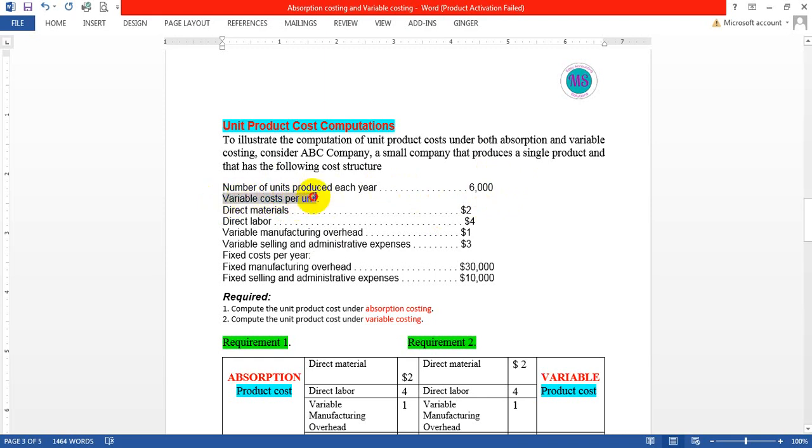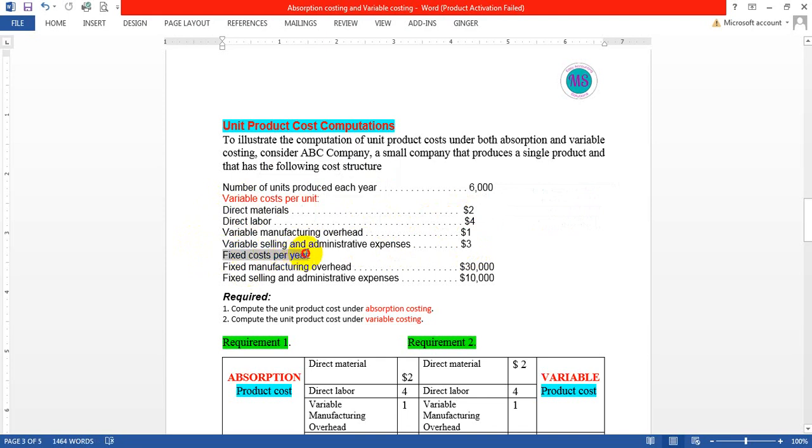Okay, variable cost per unit. There are three types of variable cost mentioned here. The direct material is $2 per unit. If you are producing one unit, the direct material cost incurred is $2. Direct labor is $4. Variable manufacturing overhead is $1. And the variable selling and admin expense is $3. Now we have the per unit costs, all variable in nature. Remember that all are variable costs.